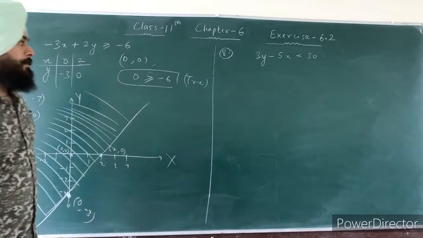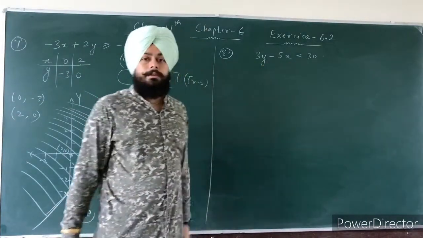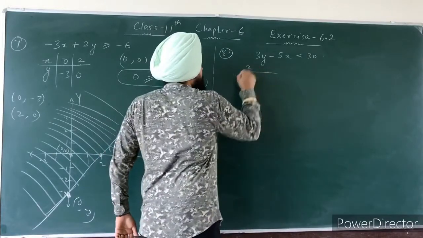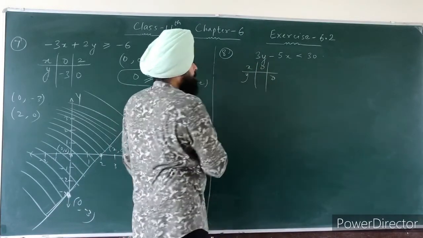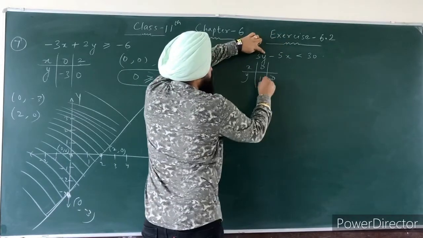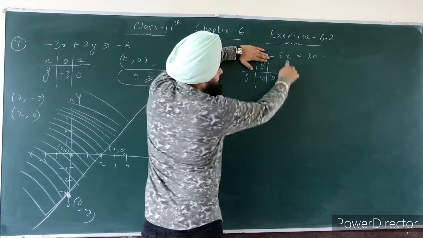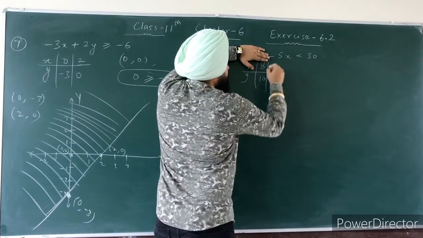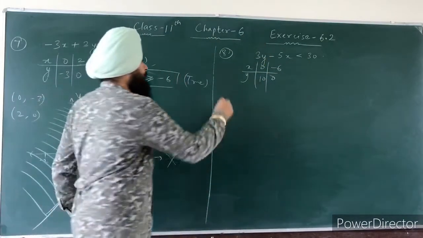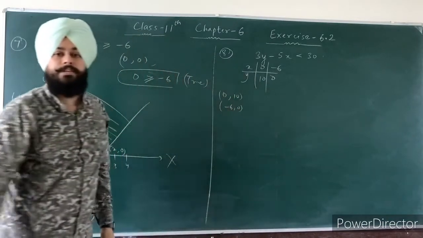All right. Now the next question, number 8, is 3y minus 5x less than 13. So first find the points. One time you can put x as 0. So when x is 0, what is the value of y? y is 30 over 3. How much? 10. And when you put y as 0, then what is x? x is 30 over minus 5. It is minus 6. So the first point is 0, 10, and the second point is minus 6, 0.